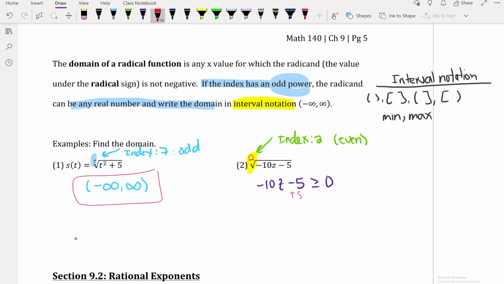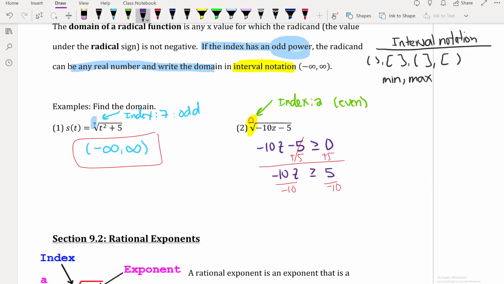So I'm going to go ahead and add 5 to both sides so that I have a negative 10z greater than or equal to a positive 5. Now I'm going to divide by a negative 10 on both sides. So I'm going to have z, and if I have the division, so I have a fraction, 5 being divided by a negative 10, that's going to give me a negative 1/2. Remember, whenever you divide or multiply by a negative, the inequality changes direction. So now z is less than or equal to a negative 1/2.